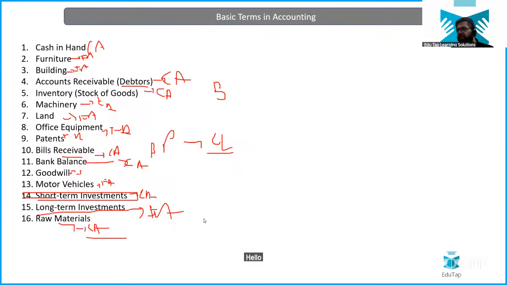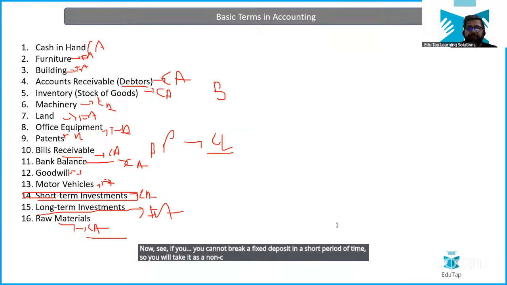Hello, everybody. Clear or not? All of you. So, fixed deposit in a bank. Now see, if you cannot break a fixed deposit in a short period of time, you will take it as a non-current asset only.